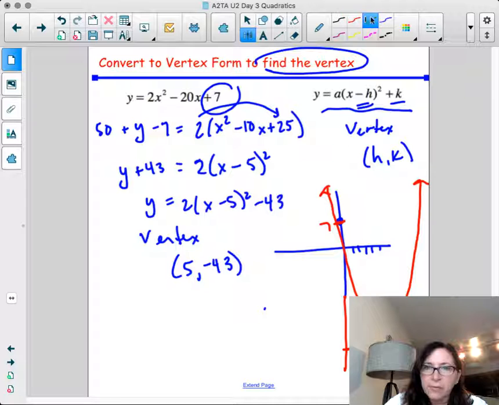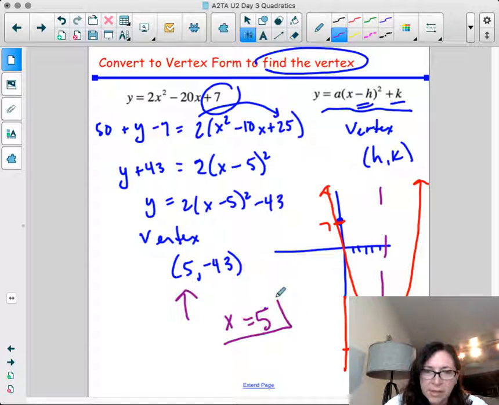I would ask you for, let's say, the axis of symmetry, which is right here. Keep in mind, it makes the graph symmetric. Again, it's x equals the x coordinate. So this right here is my axis of symmetry.